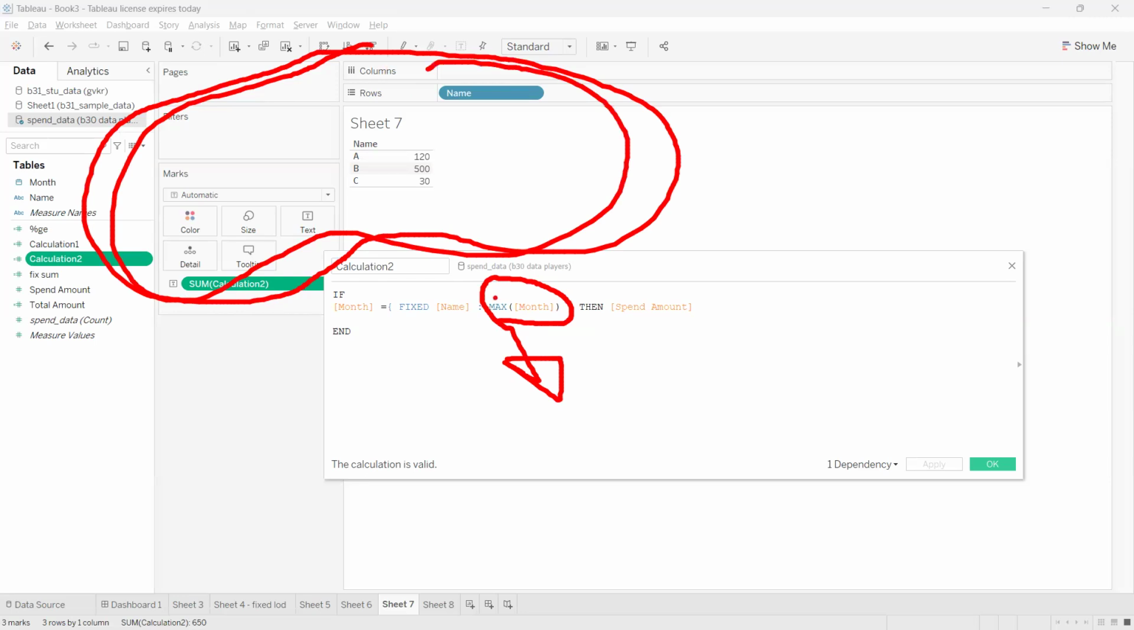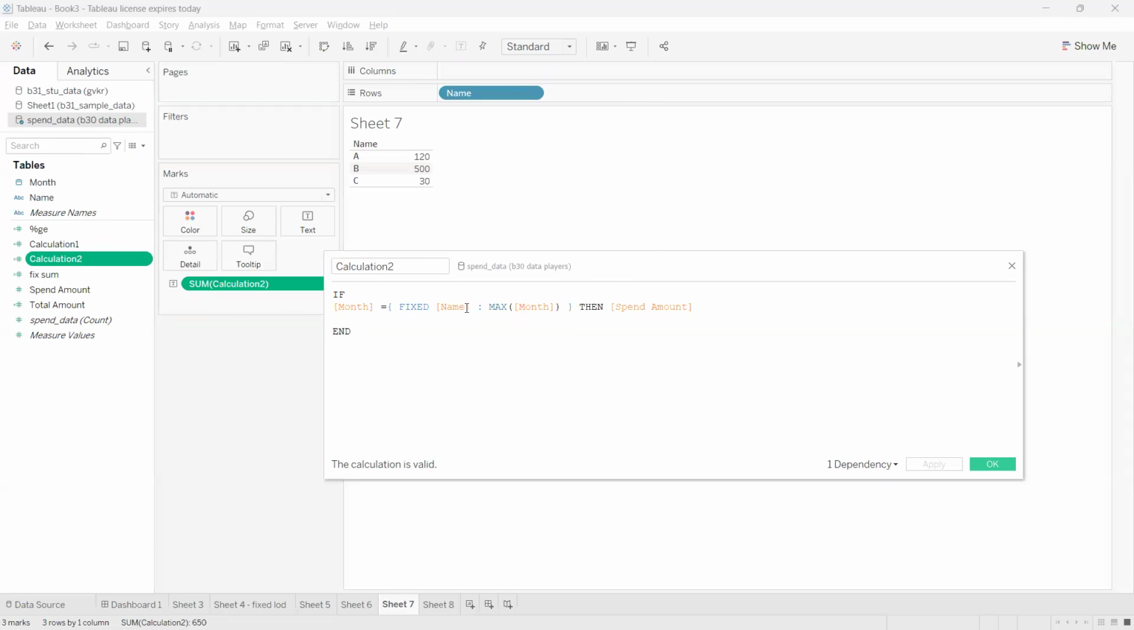But still, without using this month in the sheet, I want to aggregate the data at this month level. For each and every person, I want to take the maximum month, but I'm not using the month in the sheet anywhere. So if you want to do some calculation at a particular dimension level, and you are not using that dimension in the sheet, in that case we have to go for a fixed LOD.